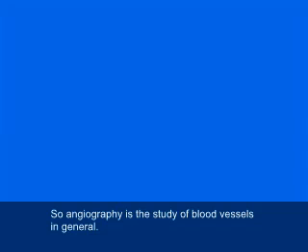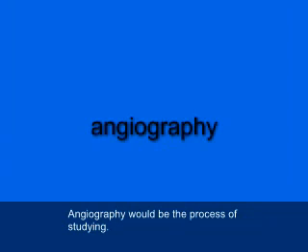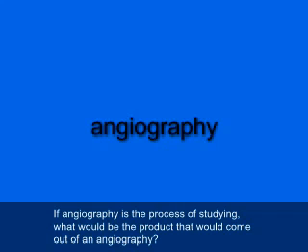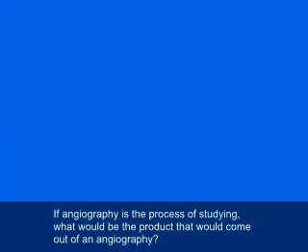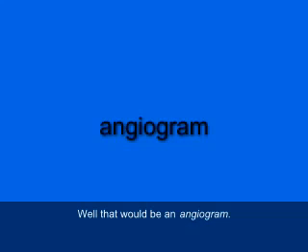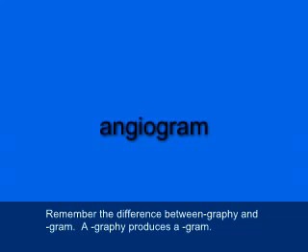So angiography is the study of blood vessels in general. And angiography would be the process of studying. And if angiography is the process of studying, what would be the product that would come out of an angiography? Well, that would be an angiogram, ANGIOGRAM. Remember the difference between graphy and gram. A graphy produces a gram.